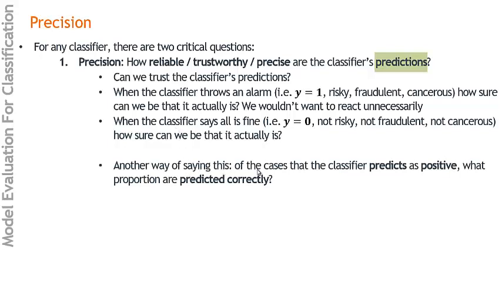So another way of saying this is, of the cases where the classifier predicts as positive or predicts as a 1, what proportion are predicted correctly? How many of those really are 1s?